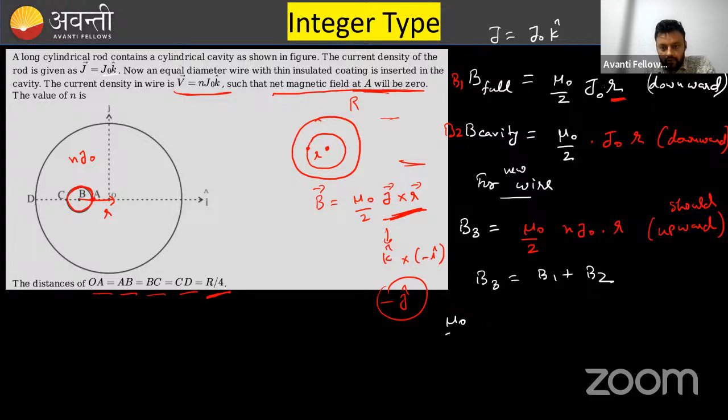Mu naught by 2 N J naught R. Okay, one thing, R is the same everywhere. All the distances were given the same, R by 4, so I am not getting into that. B1 plus B2 is equal to mu naught by 2 J naught R plus mu naught by 2 J naught R.